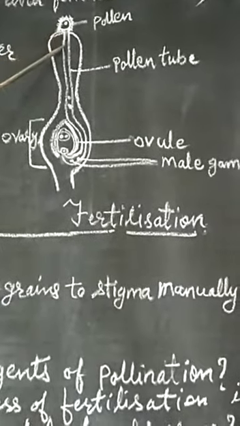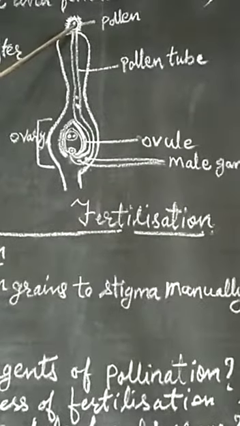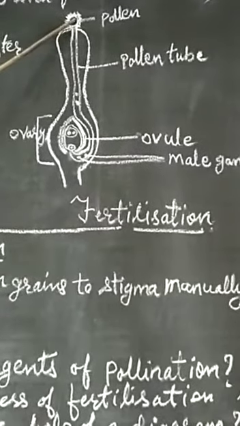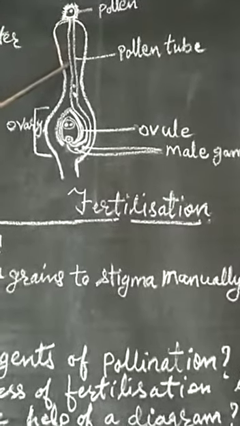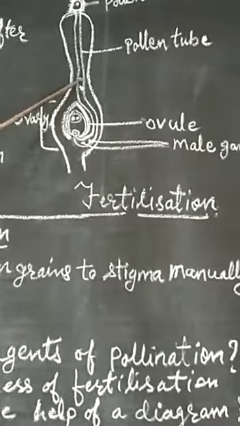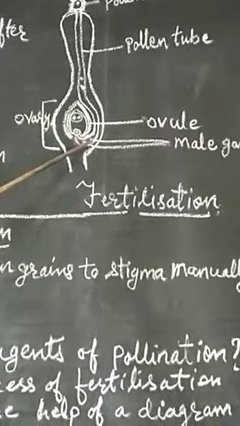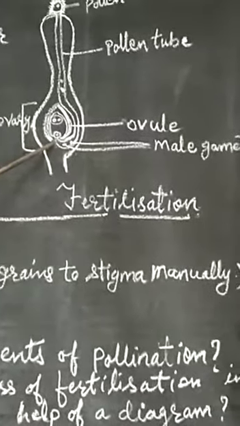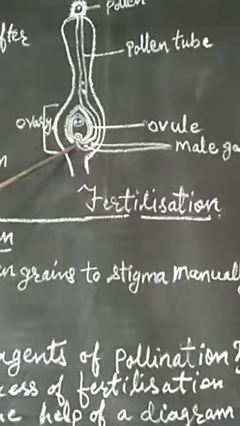Once the pollen tube formation begins, the male nuclei present inside the pollen grain enter through this pollen tube, and these two are the male gametes. This pollen tube ultimately reaches the micropyle end of the ovary.